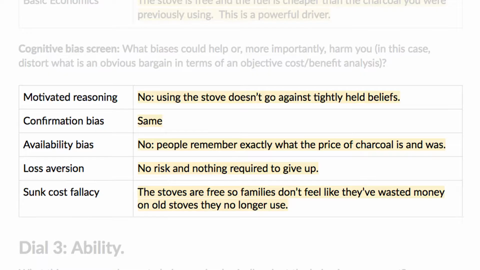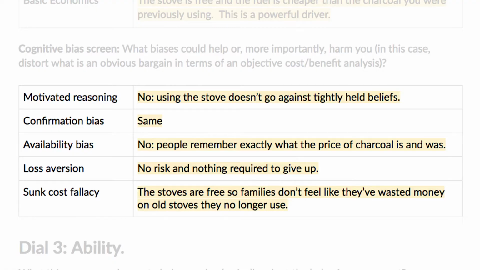And then the biases. We can see if there are any strong ones that stop the Inyenyeri model from working. For motivated reasoning, no, it turns out that using the stove doesn't go against any tightly held beliefs. It's a stove. For confirmation bias, same, it's a stove. For the availability bias, again, no problems. People remember what the price was and is of charcoal.